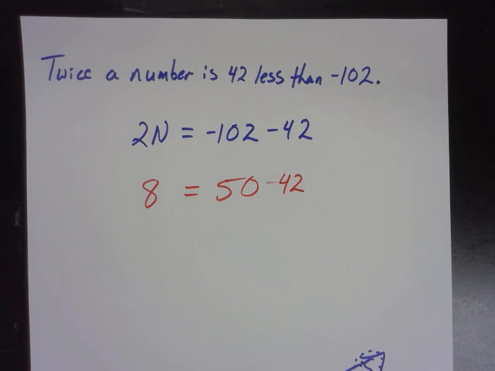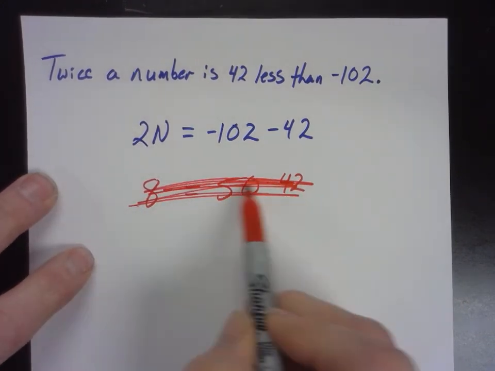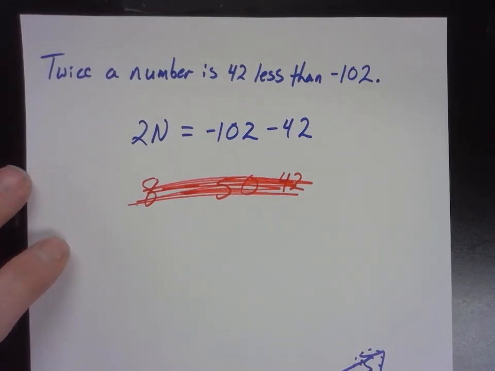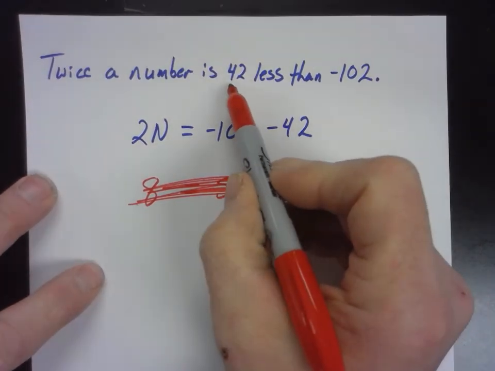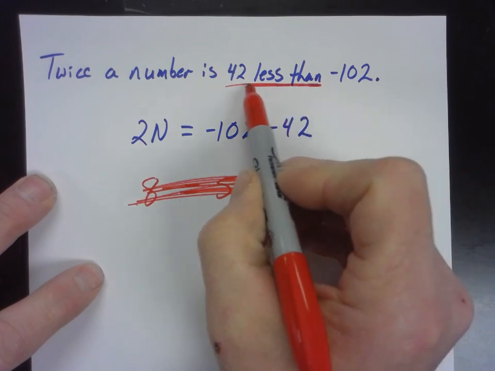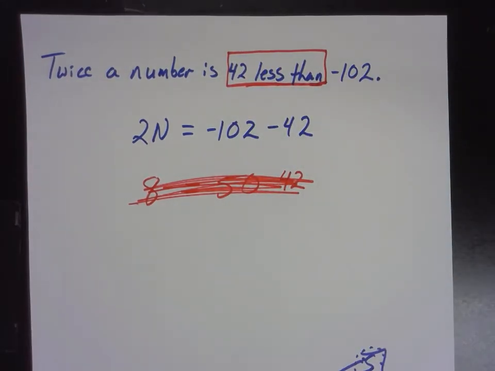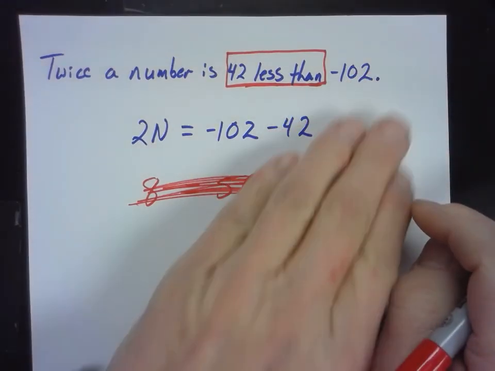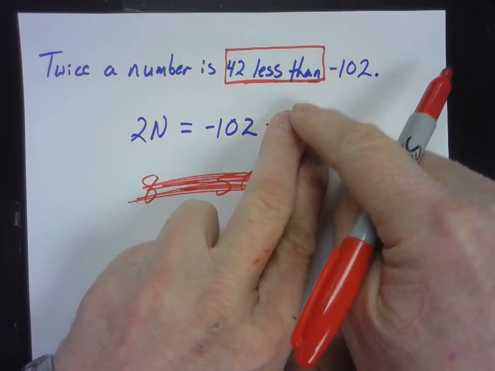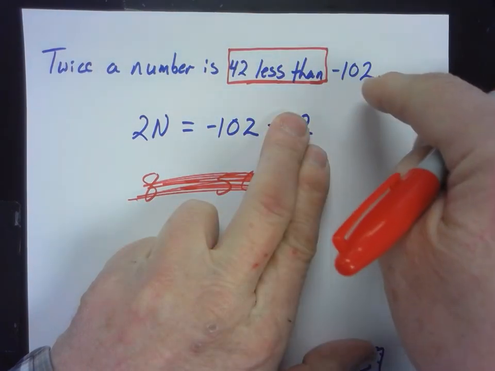Okay, so let me show you how we're going to do these. This is the easiest way I've seen how to do it. Okay, what you do is, see this 42 less than bit right here? Whenever it says something is so much less than or so much greater than, you ignore it. Okay, you just block it out like it doesn't exist, and you write down the equation, just this part. Twice the number is negative 102.